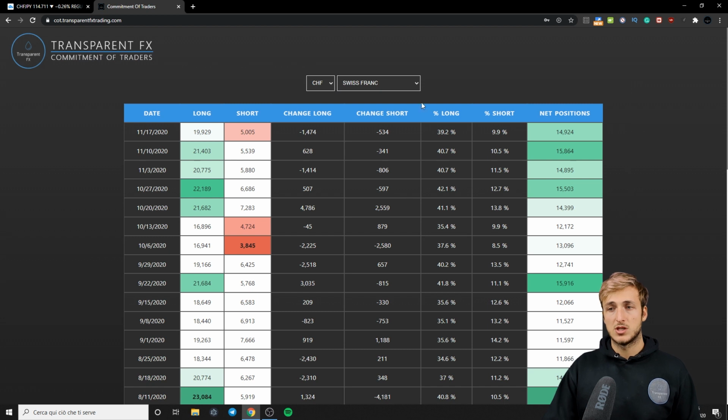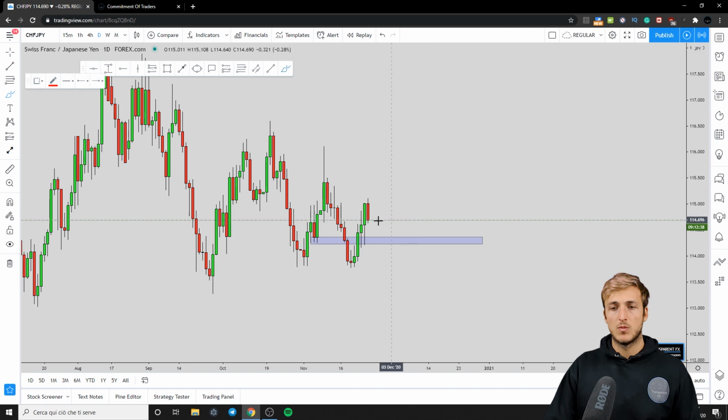Now, starting from the CHF, we can see that overall, at the moment, we do have quite high net positioning with a 39.2% long exposure and 9.9% short exposure, with 19.9K long positions and only 5K shorts. So hedge funds have a massive amount of longs and a quite small amount of shorts on the CHF. So the CHF is quite strong, which is good if we want to see this pattern complete to the upside.